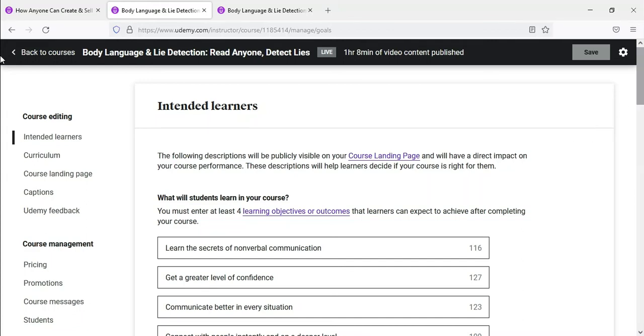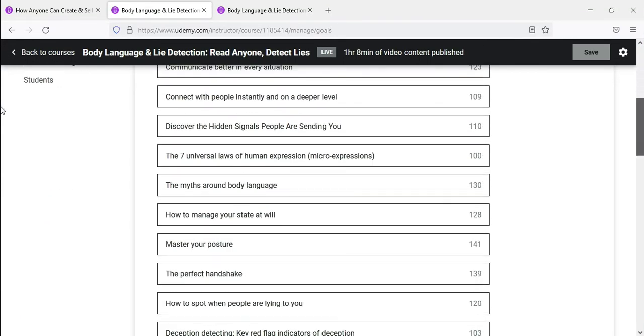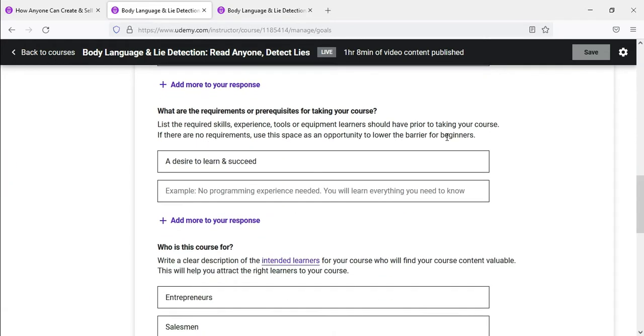Below your course learning outcomes, you can add the requirements for taking your course. A requirement that is pretty much standard for all online courses is the desire to learn. If there are more requirements for taking your course, you can add those here. For example, a certain level of knowledge or experience in a certain topic, although the best courses are those that take students from a beginner level to an advanced level.